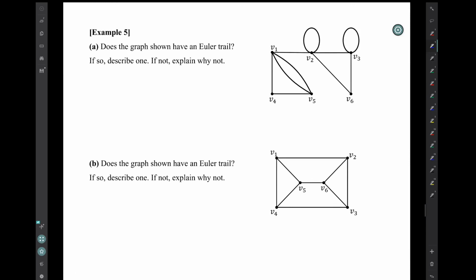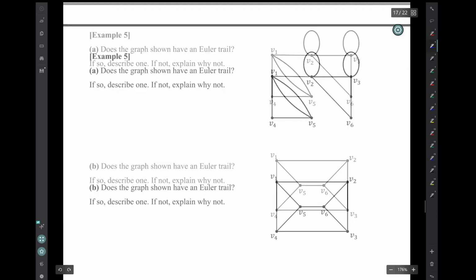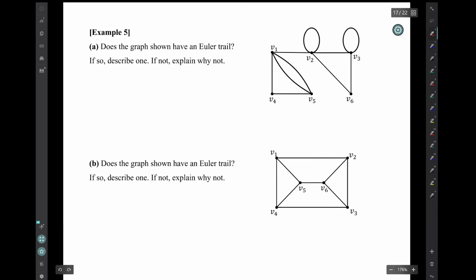So for example, example 5, consider this graph. Does this graph have an Euler trail? If so, describe one, and if not, explain why not. Well, let's go back up and look at that criterion, that corollary. The only situation where you'll have an Euler trail is if you have two vertices that have odd degree and all the other vertices have positive even degree. So let's look at our graph and consider the vertices and their degrees. Now we've examined this exact graph before.